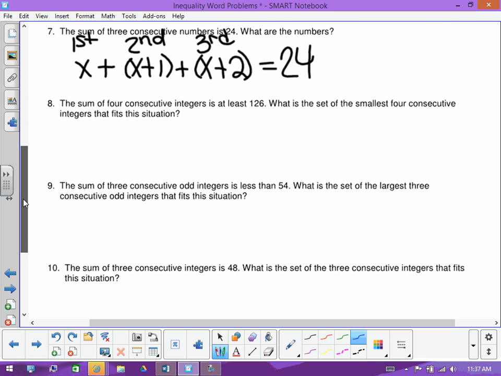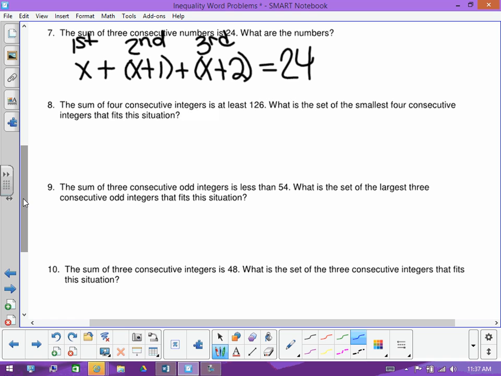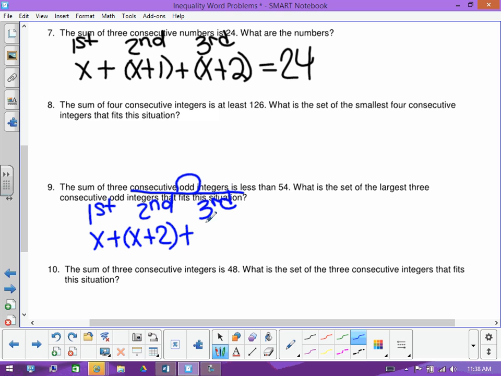Okay, so let's look down at number 9. We have 3 consecutive odd integers. So are we going to use x, x plus 1, x plus 2, or x, x plus 2, x plus 4? x, x plus 2, x plus 4. Yeah, if we're doing odd numbers, we have to skip one. So my first number is x. Second number, I've got to skip 1, so I'm going to do x plus 2. Third number, we have to skip 2 again, so we're doing x plus 4. It asks for 3 numbers. If it asks for 4 numbers, you would do x plus 6.